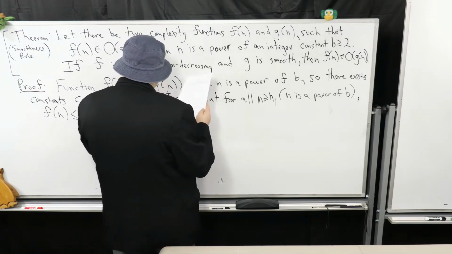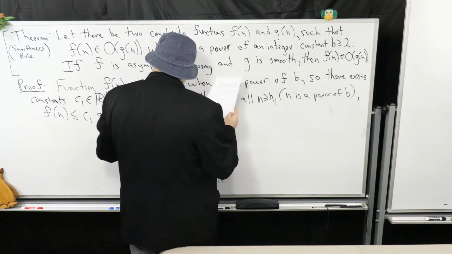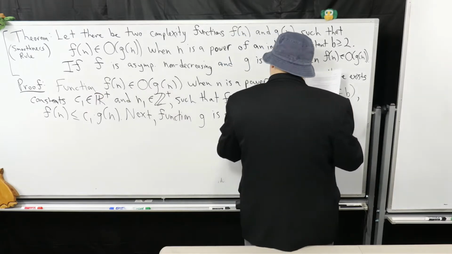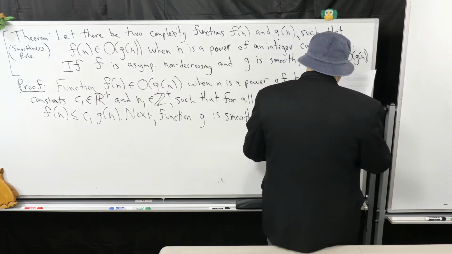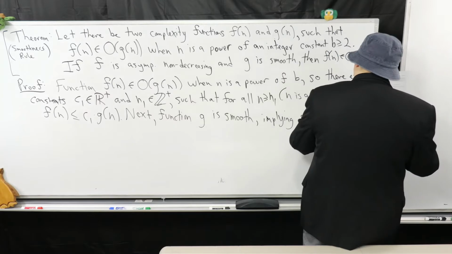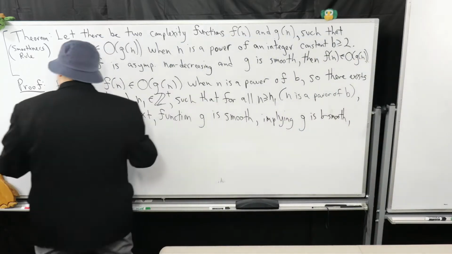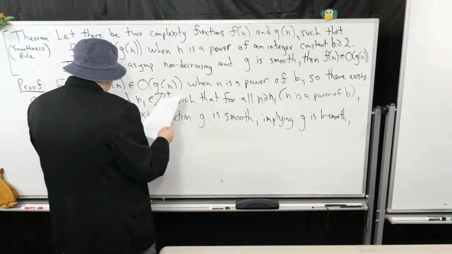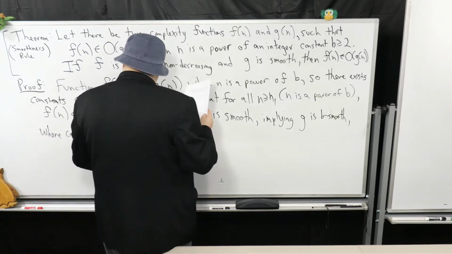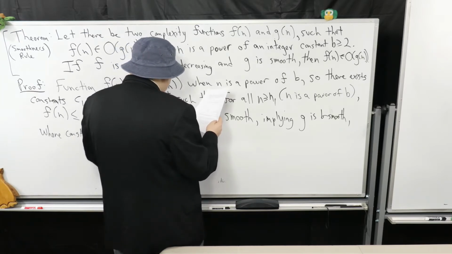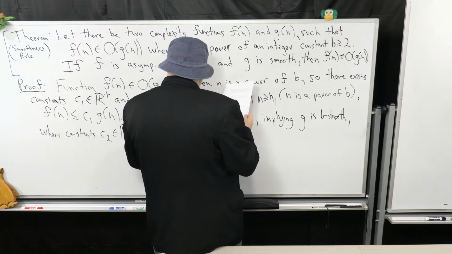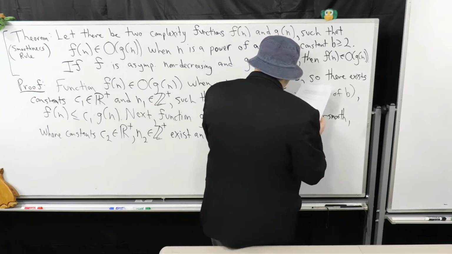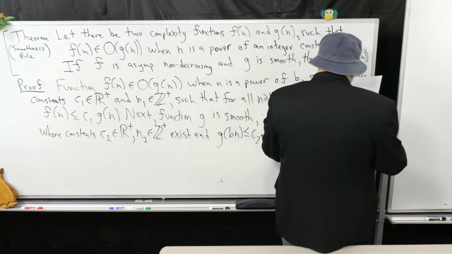Next, function g is smooth. I'm going to use the property that it's b-smooth, implying g is b-smooth, where constants c2 and n2 exist, and g of bn is less than or equal to c2 times g of n for all n greater than or equal to n2.